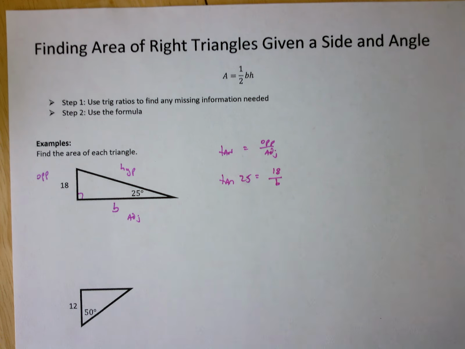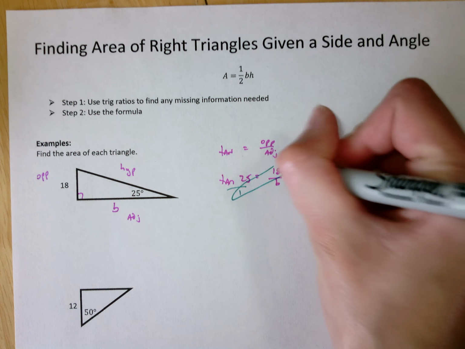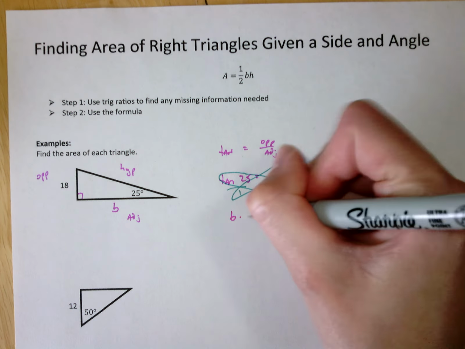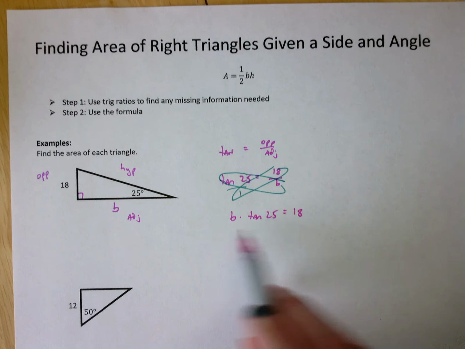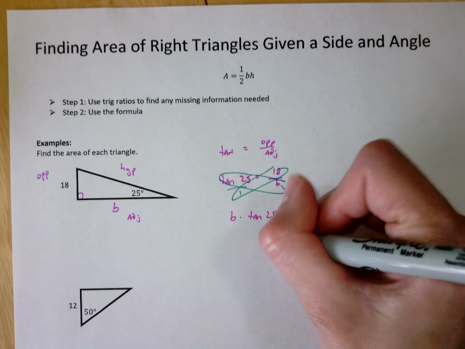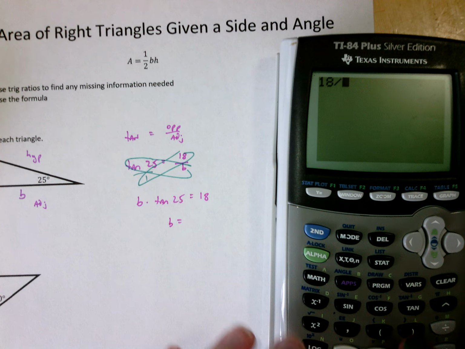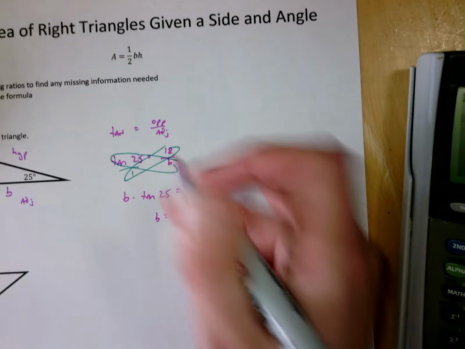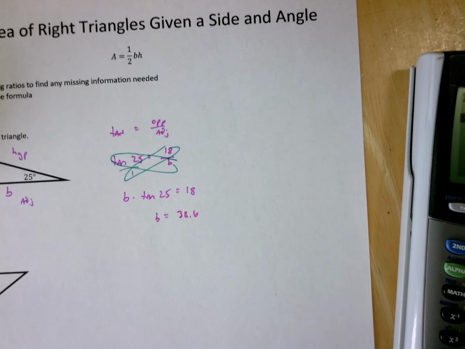Here's where that cross multiplying is going to come in handy. I'm going to stick a 1 under this, multiply on my diagonals. That's going to give me that b times the tangent of 25 is equal to 18. And then to solve for b, I'm going to divide both sides by that tangent. So b is going to be 18 divided by tangent of 25, which is 38.6. Cool, so I know that side length now.